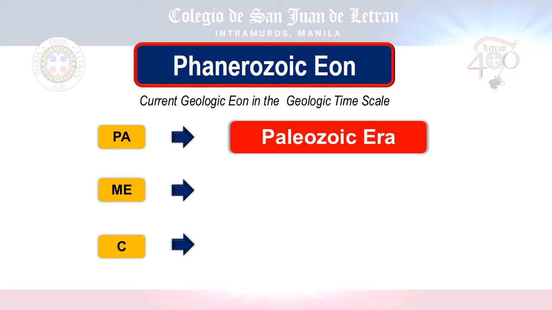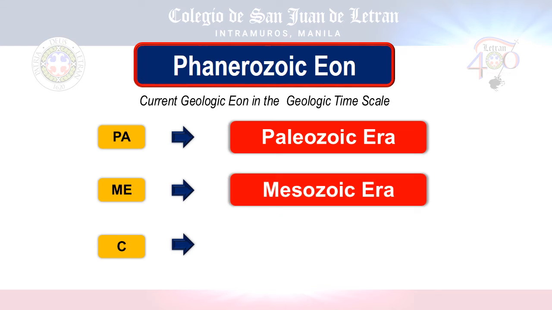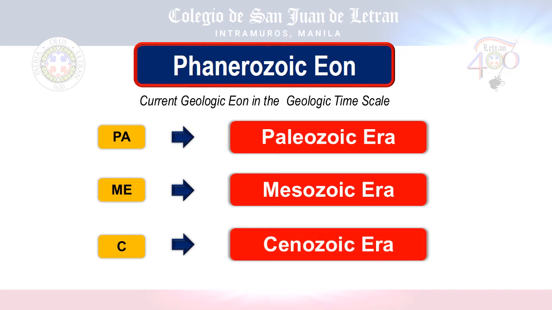Pa, Paleozoic means old life. Me, Mesozoic means middle life. And lastly, C, Cenozoic means new life.